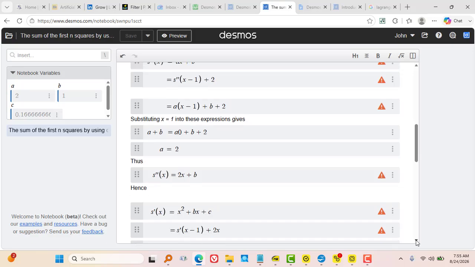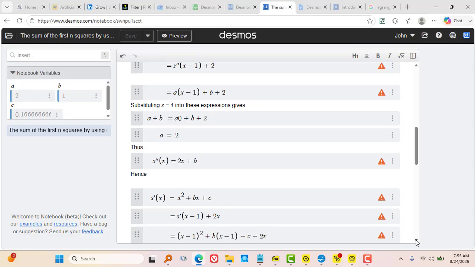2x integrates up to x squared, b becomes bx, and we pick up a constant of integration. But again, from our earlier relationship, we know that that's the first derivative evaluated at x minus 1 plus 2x, just from that process of taking those derivatives. So we'll plug in x minus 1, so we get x minus 1 squared plus b times x minus 1 plus c, and then 2x, because remember we are evaluating here at x, right? So this is x, but this is x minus 1 in here. All right.